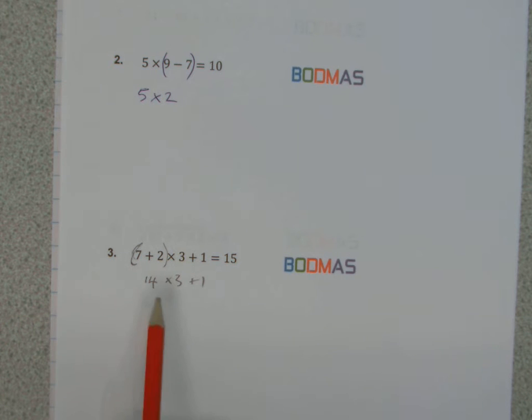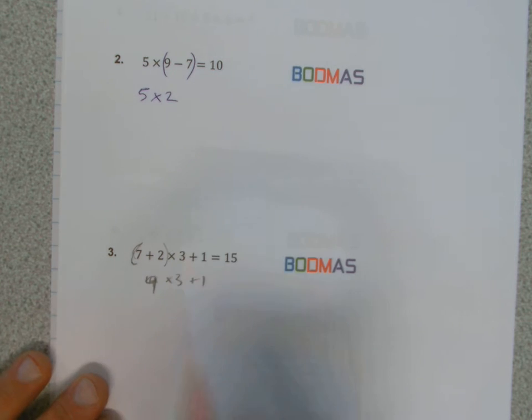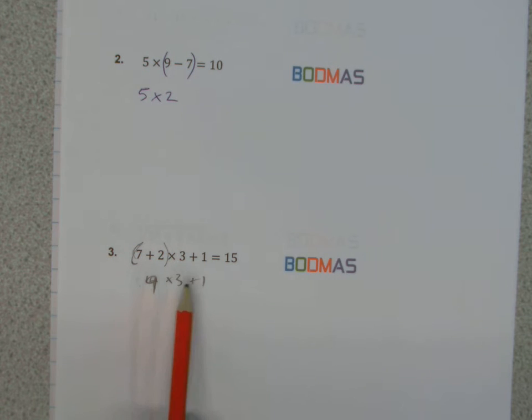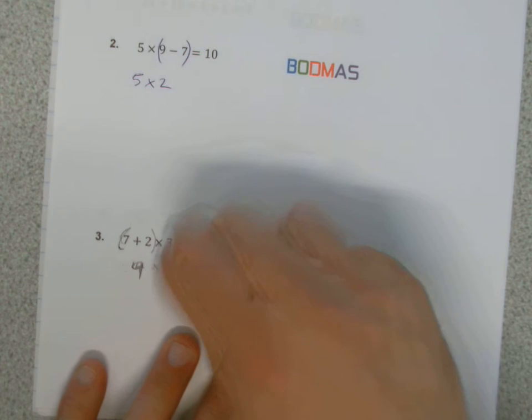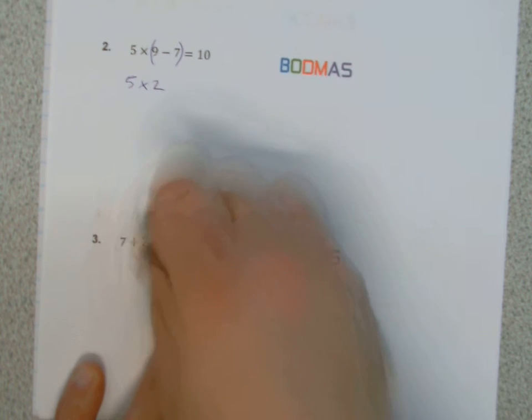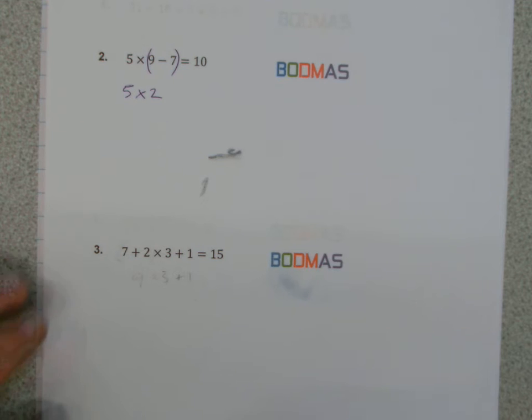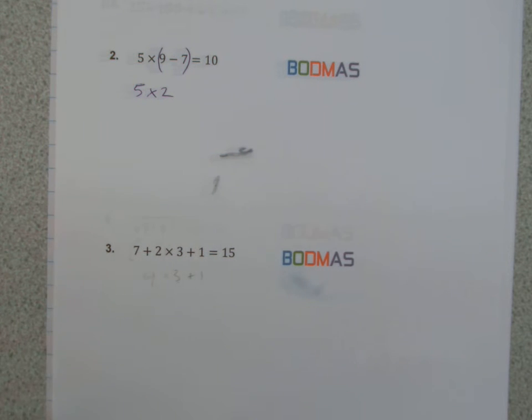But clearly, here, if you've got 7 plus 2 is 9, sorry, 9, 9 times 3 is 27, plus 1 is 28. That's no good. It's not going to work. So the bracket doesn't go there. But where does the bracket go? If you keep playing around with it, you'll eventually get to the answer that you want.